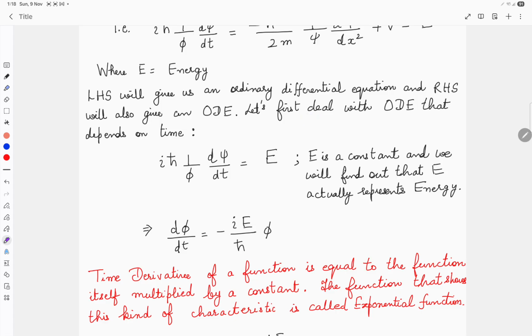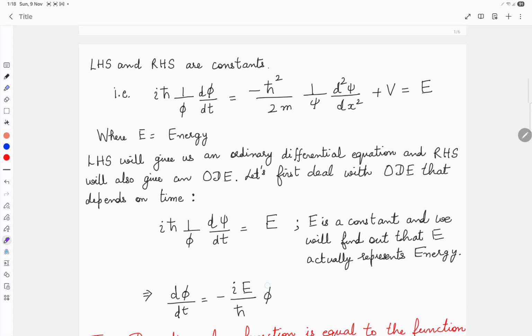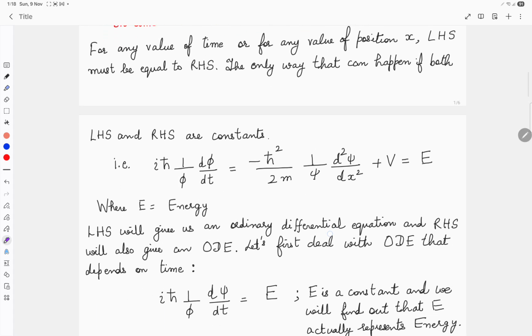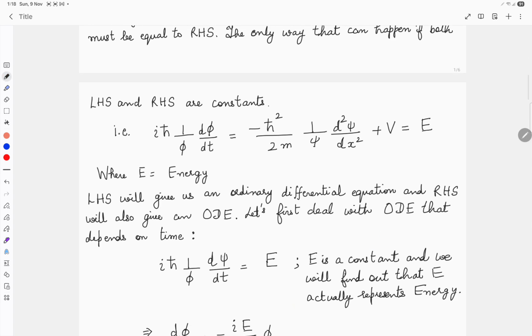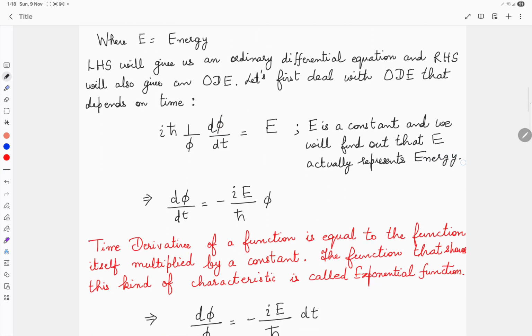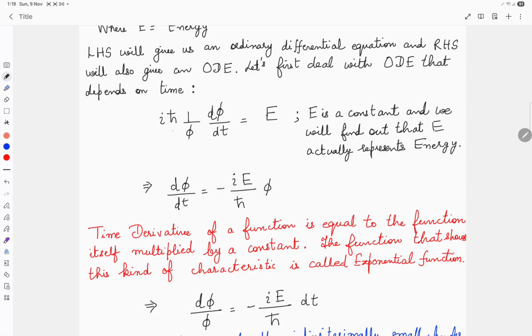Now let's first deal with the ODE, that means the ordinary differential equation that depends on time. So let's consider first the case of left hand side equating to a constant capital E. Let me just modify this a bit, because this is actually d phi by dt. So if we take these things of iota, h cross and phi to the right hand side, we will get d phi by dt equal to minus iota E phi divided by h cross.